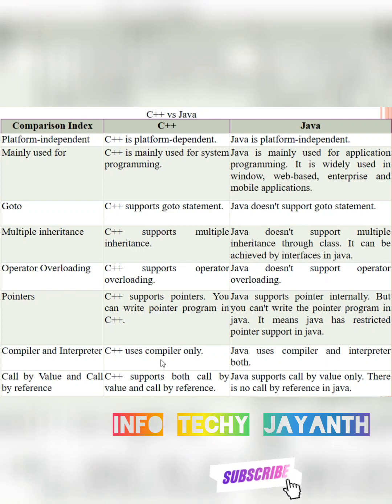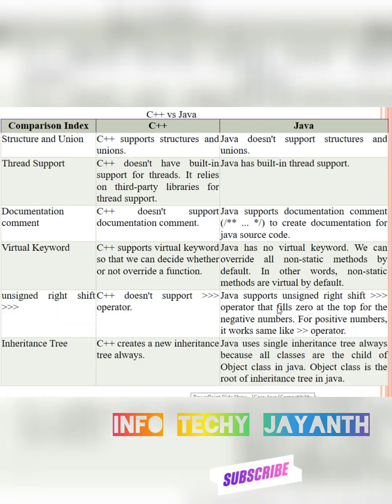The next one is very simple: structure and union. In C++ we don't have other data structures, so structure and union based concepts are acceptable. But in Java we have the collection framework. Using the collection framework we can achieve lots of data structures. This is the reason Java does not support structures.